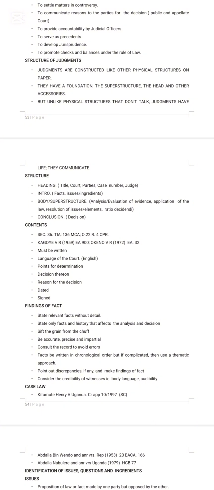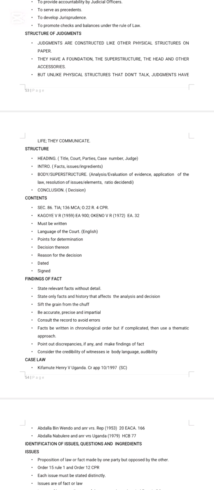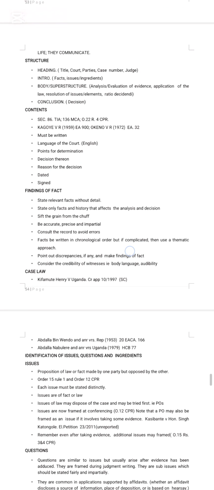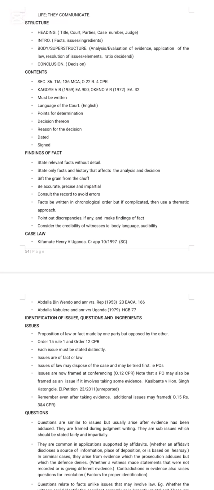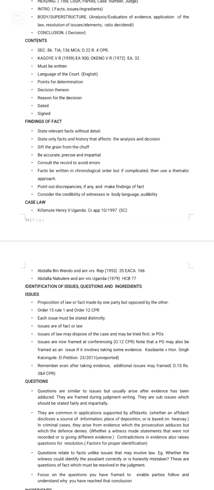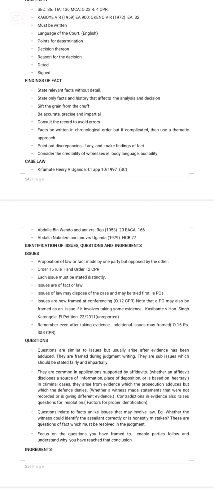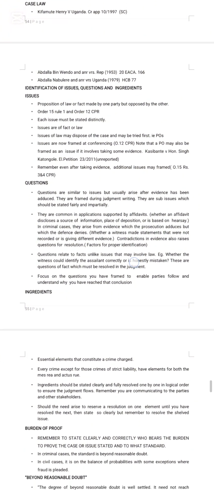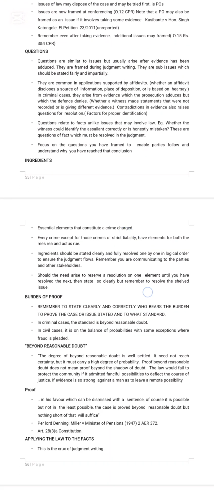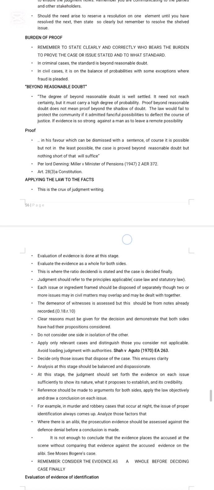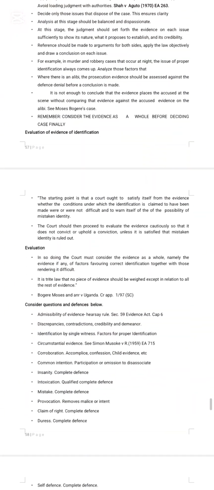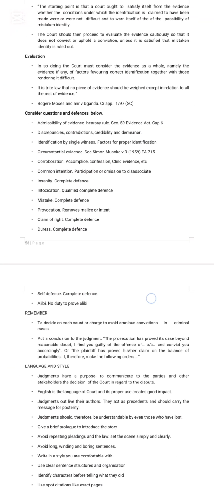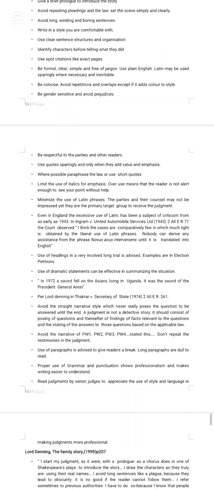Structure of judgments: judgments are constructed like other physical structures, on paper. They have a foundation. Structure: heading, intro, body, conclusion. Contents: Section 8 of the TIA, Order 22 of the CPR, must be written in English. Points of determination: decision, reasons, dated and signed. Findings of fact, case law. Issues, questions, ingredients, burden of proof, beyond reasonable doubt, proof, applying the law to the facts. Evaluation of the evidence, language and style.